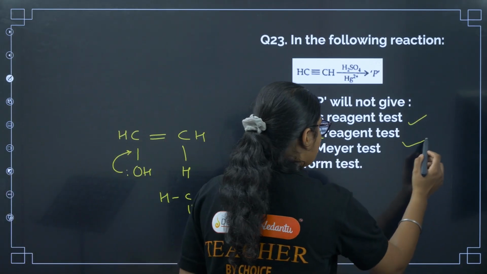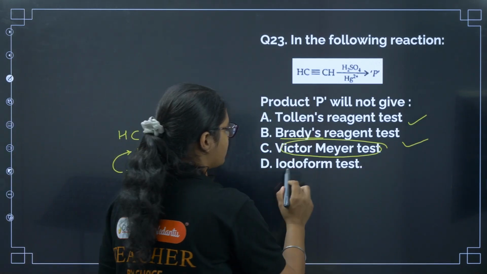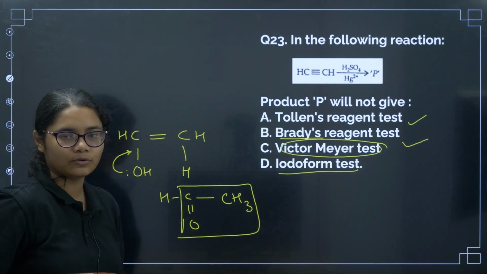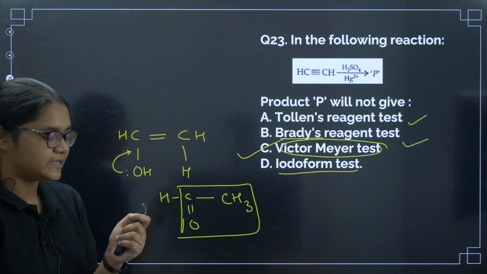That is also correct. Victor-Meyer test is given by alcohols, right? But this is an aldehyde, so this one will not produce. And iodoform reaction, you can say CH3CO group is there, methyl ketone group is there. So that one will also react. So correct answer will be option number C.